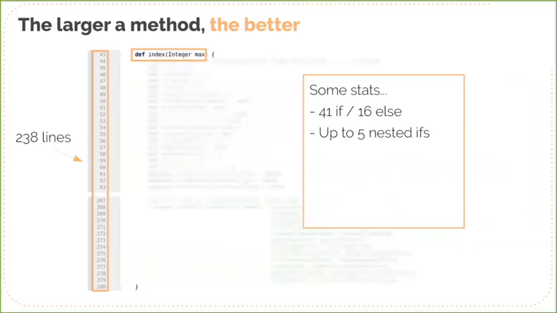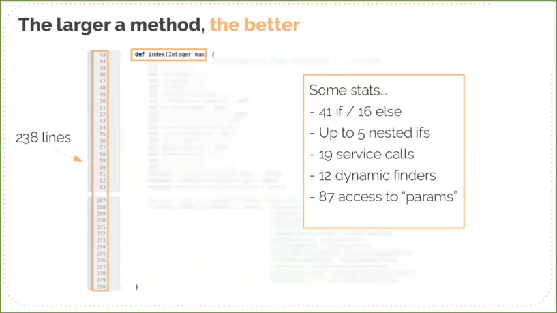There were up to 5 nested ifs. This means that we have one if and another one inside that, another, and finally another. So 5 nested ifs. There were 19 service calls in the index action. So this means that this method was doing a lot of things. 12 dynamic finders to get some data from the database, 87 access to the params variable, and last but not least, and actually the best thing about this specific method was that there were 0 tests, because it's actually impossible to test this kind of code.